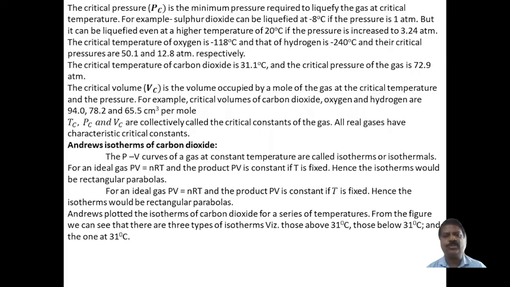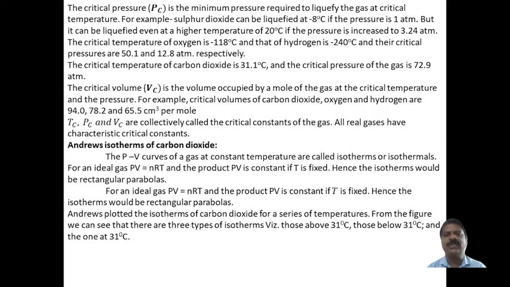What is meant by isothermals or isotherms? It means a series of graphs plotted of pressure against volume at a particular constant temperature. Iso means same and therm means temperature. At a particular temperature, keeping the temperature constant, a graph is plotted of pressure versus volume, and those curves are called isotherms or isothermals.